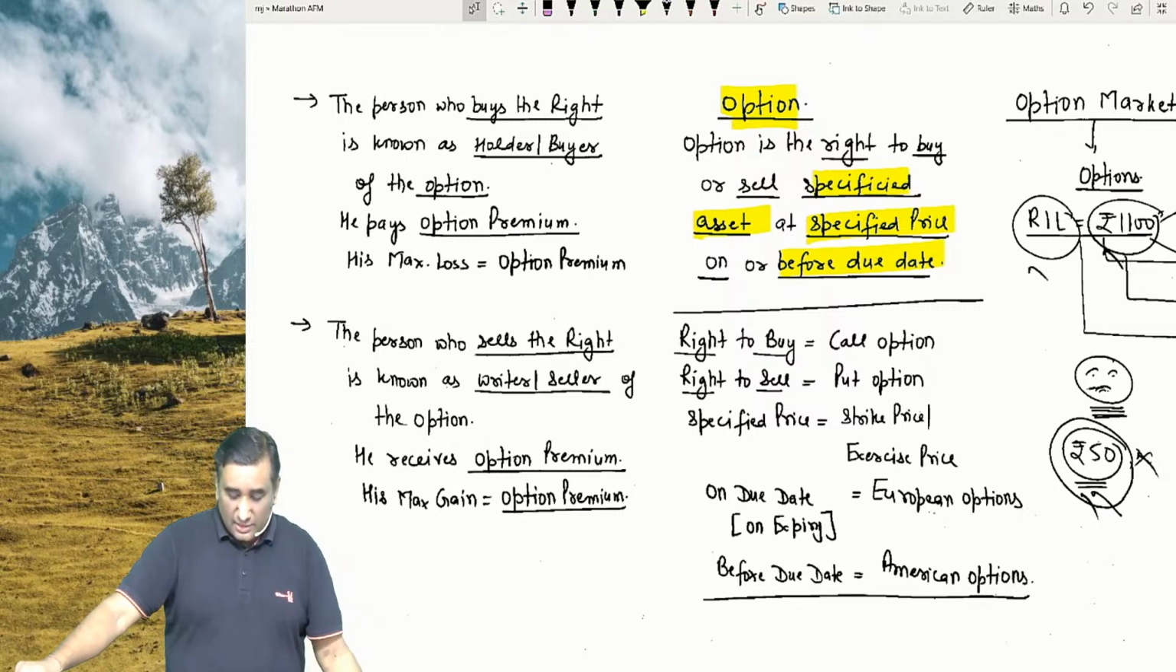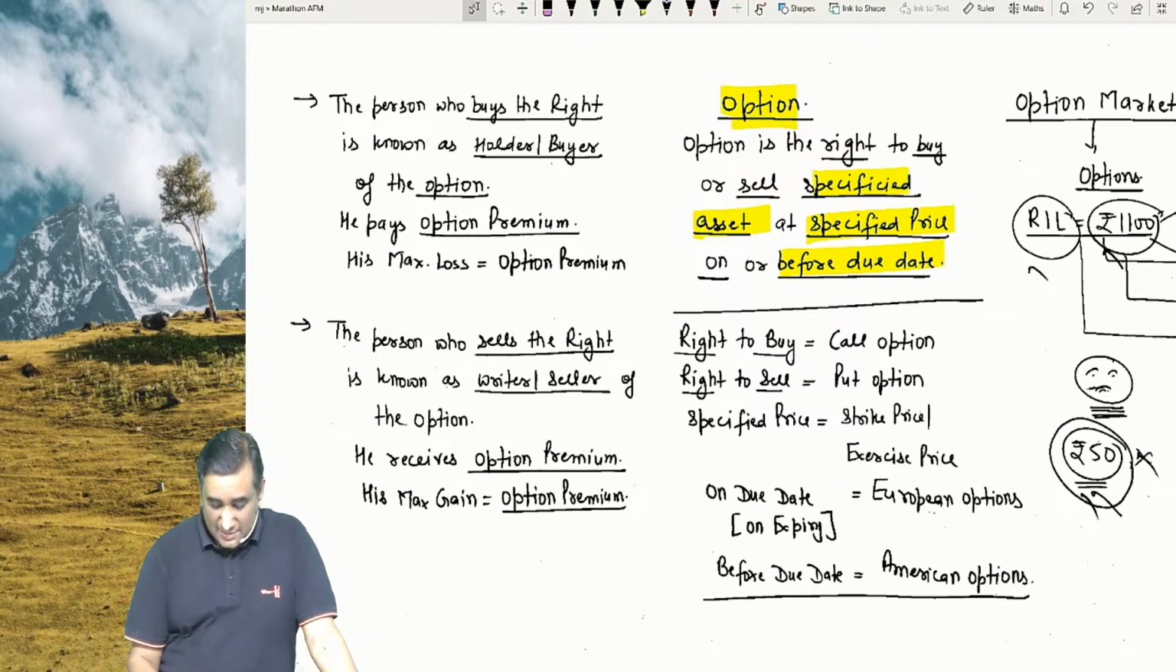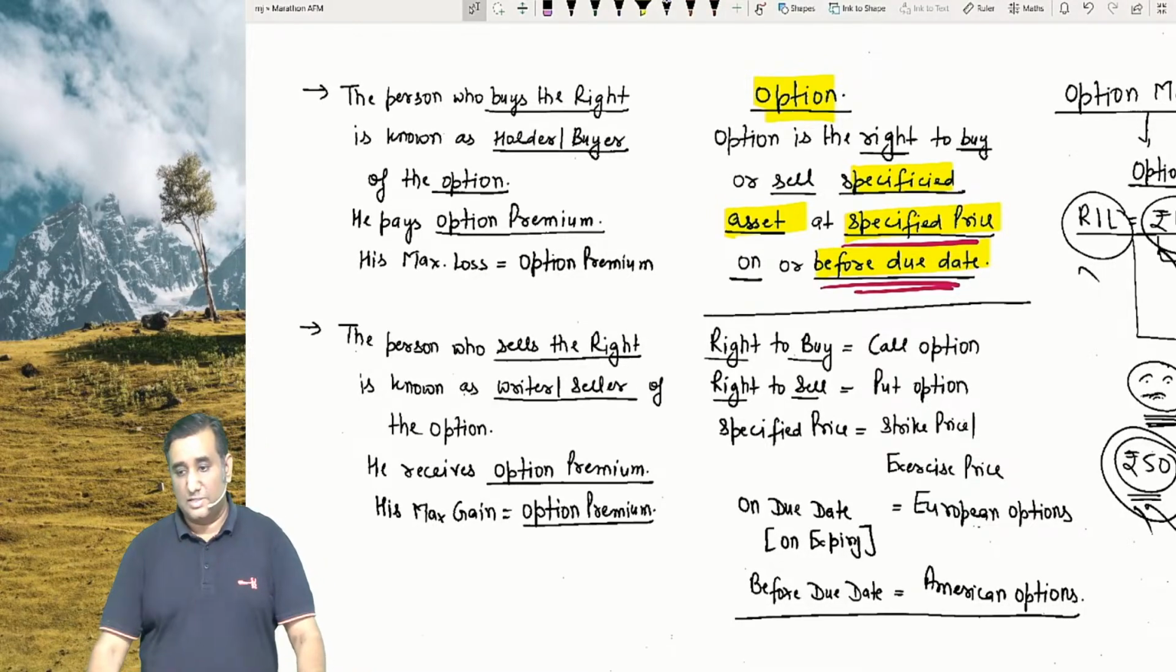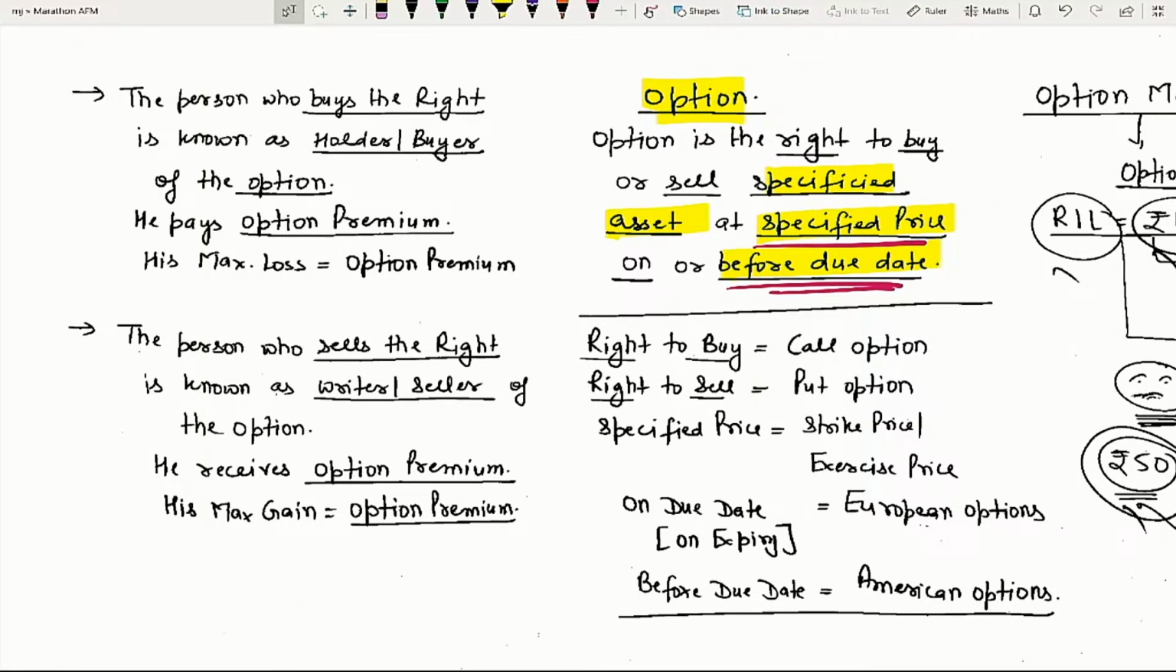An option is one kind of contract. It's the right to buy or sell a specified asset at a specified price on or before the due date. And then I have taken some points; just read them out for a single minute, just with you, 1 minute.